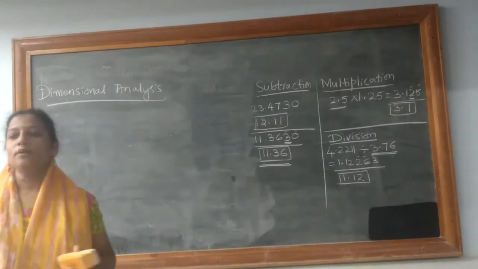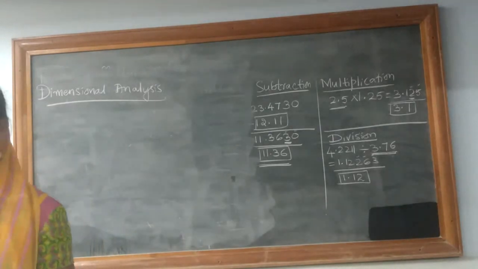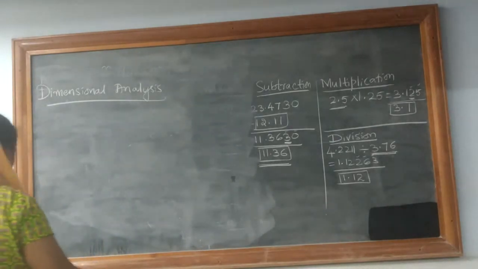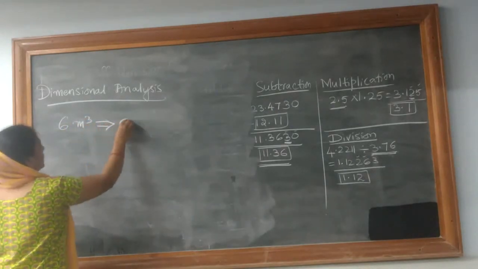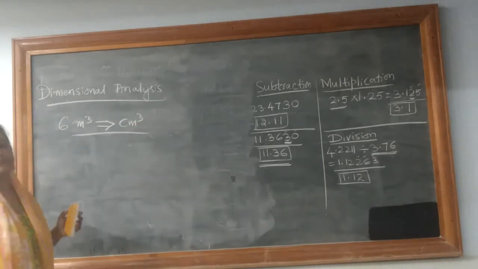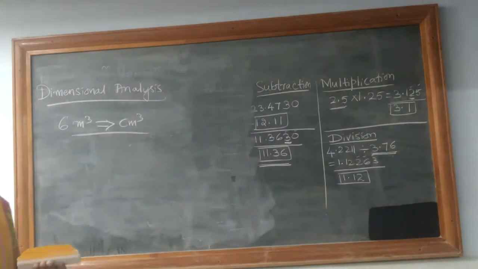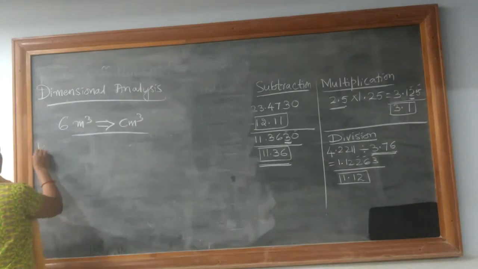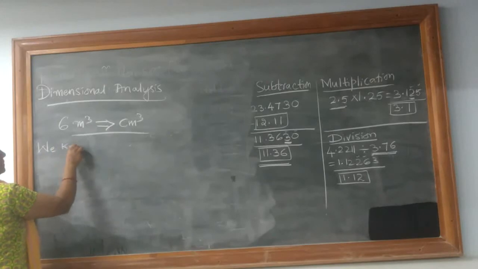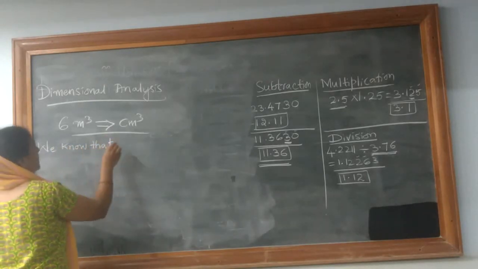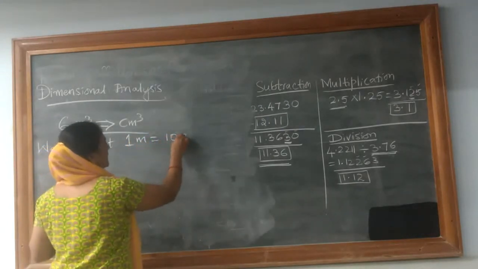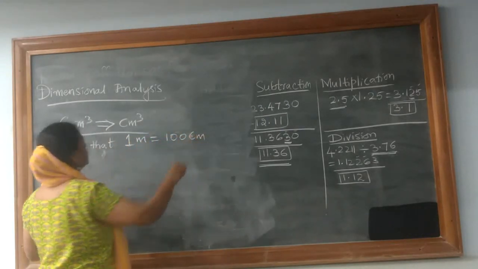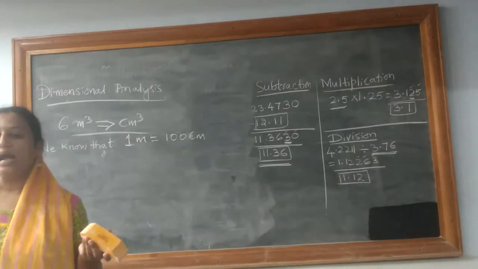Now the second problem is convert 6 cubic meters into cubic centimeters. 6 cubic meters into cubic centimeters. Now what you should know here, what is 1 meter equal to? 1 meter is equal to 100 centimeter. I hope this concept is clear to you all. 1 meter is equal to 100 centimeter.